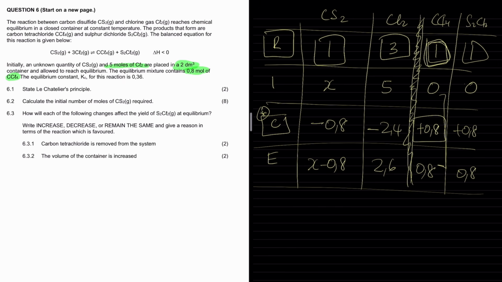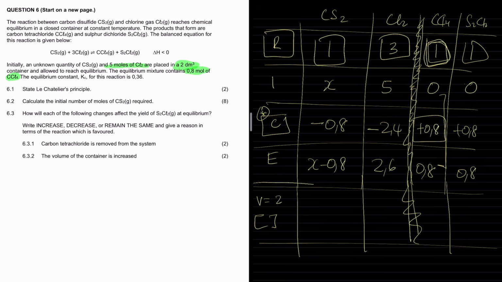We can use Kc and then solve for x. So now we know the volume is 2. So to get the concentration, all we need to do is divide the number of moles by 2. So now this is like an extension of the Rice table. So the concentration here is going to be x minus 0.8 over 2. This is going to be 2.6 divided by 2 is 1.3. That's going to be 0.4. That's going to be 0.4.